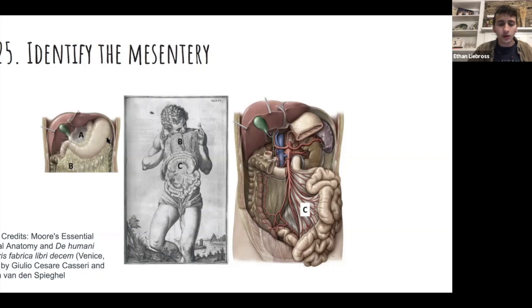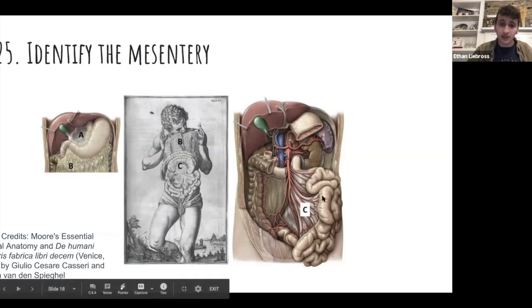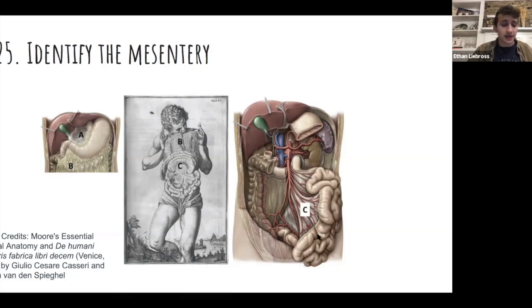Below, so inferior to the stomach, is going to be the greater omentum. And C, which we can see in these two images on the right, is a fan-shaped mesentery, and it's connected to the jejunum and the ileum of the small intestine, as you can see here. And that's called the mesentery proper.